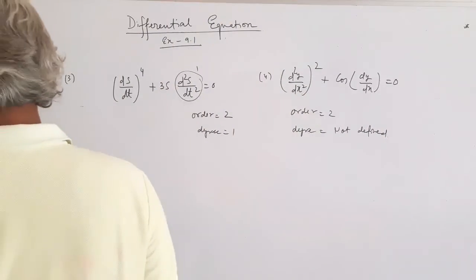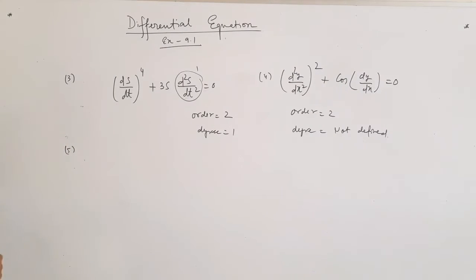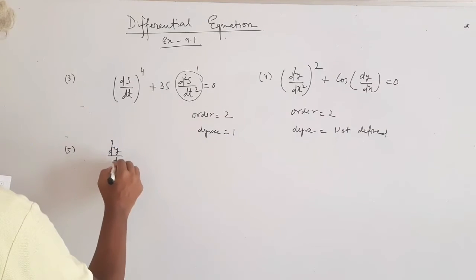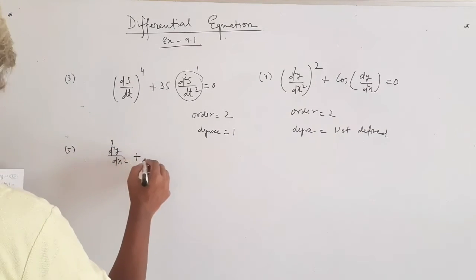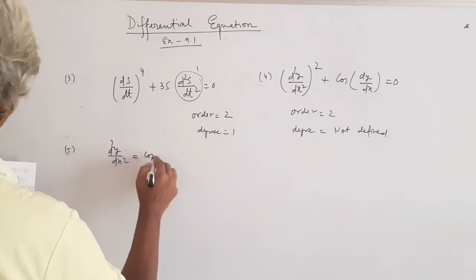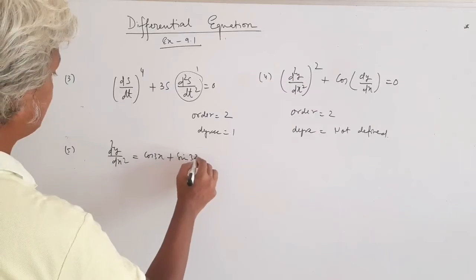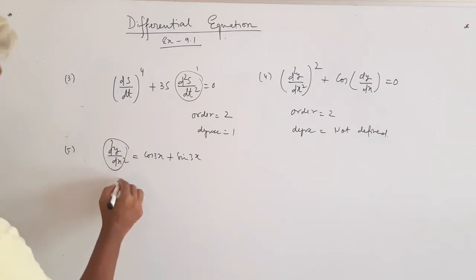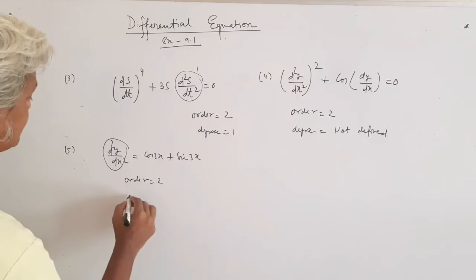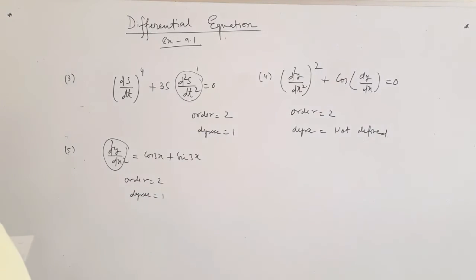Okay. Now I take question number 5. This goes like d square y by dx square plus cos x, or sorry, is equal to cos 3x plus sin 3x. So what is order? 2. And what is the power on this? This is 1. So degree is 1. So order is 2, degree is 1.